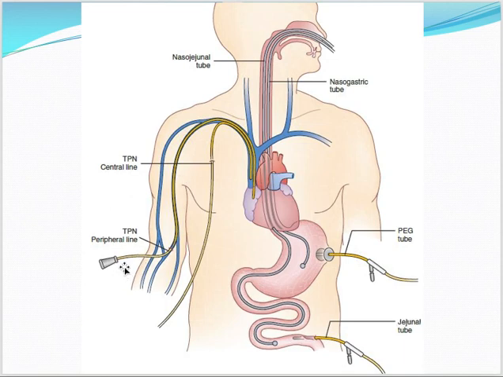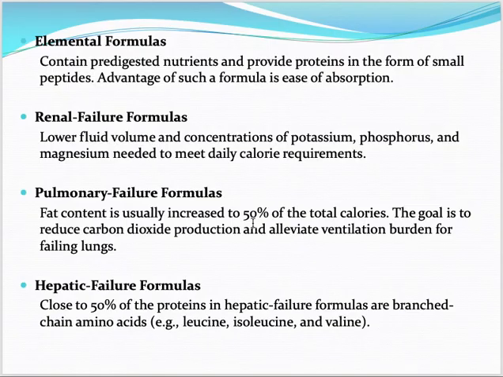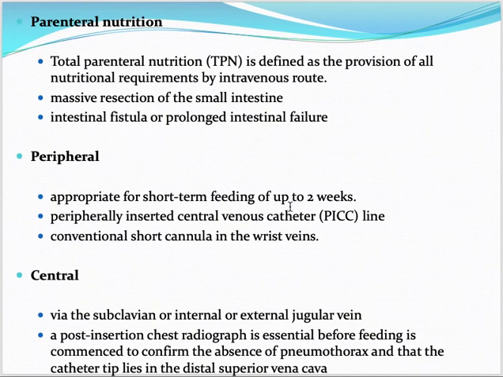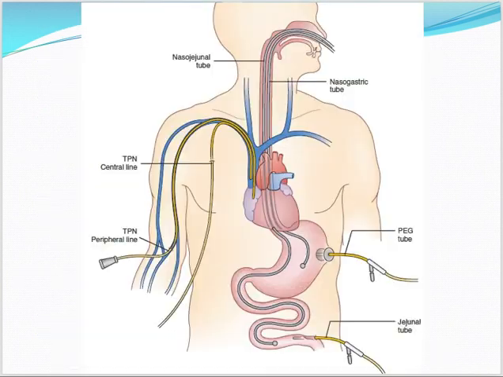So see, they put the catheter or the tube, the cannula, in the peripheral vein, but the tube is so long that it ends up in the central vein. So it is PICC, peripherally inserted central venous catheter. Okay, so this is all about the routes by which we can do it.